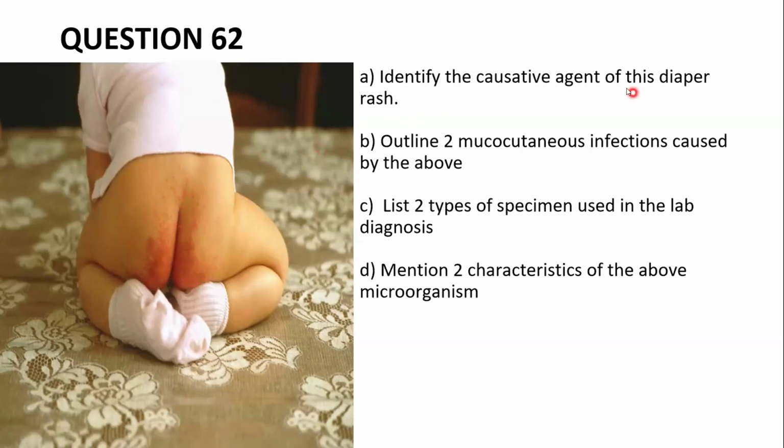Then you're told identify the causative agent of this diaper rash. It's known as diaper rash, by the way. You can call it diaper rash, nappy rash, okay? Then you're told outline 2 mucocutaneous infections caused by the above, 2 types of specimen used in lab diagnosis, then mention 2 characteristics of the above microorganism. So what causes such an appearance? This nappy rash.